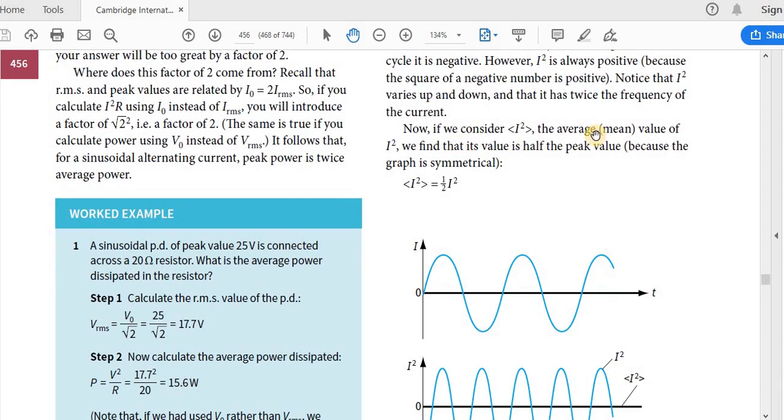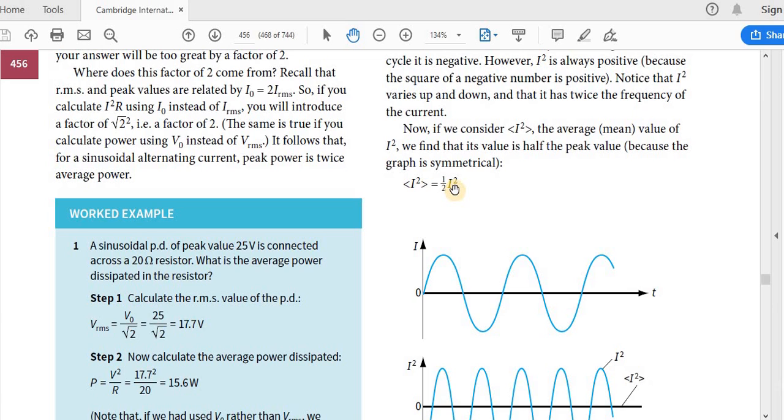Now if we consider I squared, this thing, this is the average. Now remember, when you were learning about ideal gases, you learned the root mean square speed. There also, mean means average. So there, when you had that average root mean square speed, you had this sign like the less than and greater than sign, that is used to indicate the average. So the average, also called the mean value of I squared, we find that its value is half the peak value.